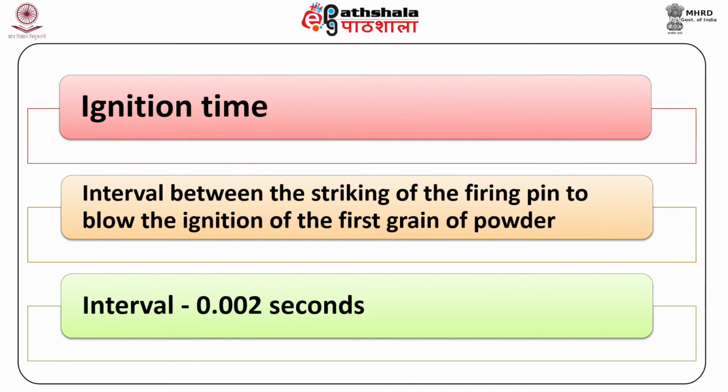Next is ignition time. It is the duration or interval between the striking of the firing pin and the ignition of the first grain of powder. The ignition under normal conditions takes place at an interval of about 0.002 seconds.